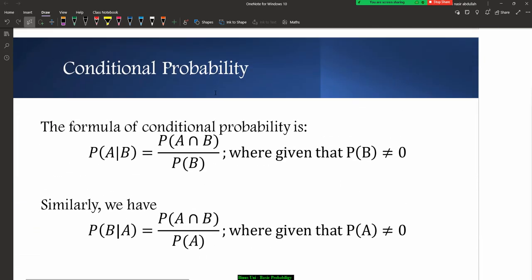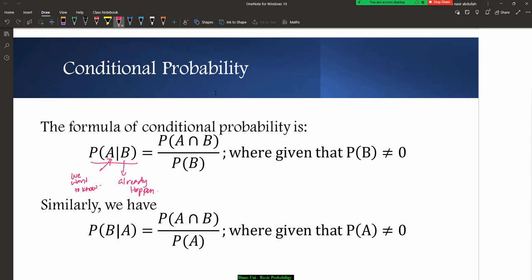So this is a conditional probability where A and B are dependent. This is what we call probability of A given B. A given B means that B has already happened, and we want to know the probability of A. So it is equal to probability of A intersect B divided by probability of B, where probability of B is not equal to 0. It means that since B has already happened, it must have some value.